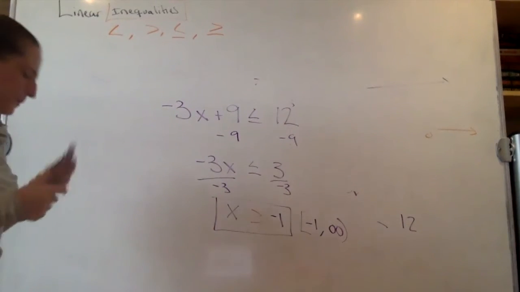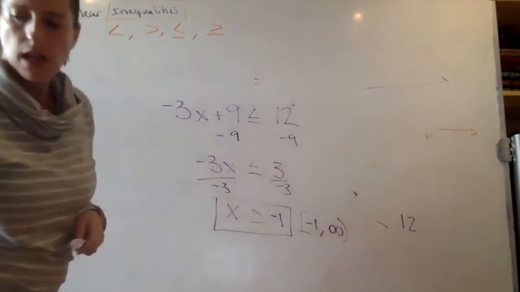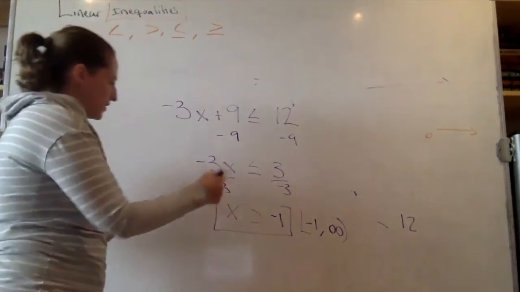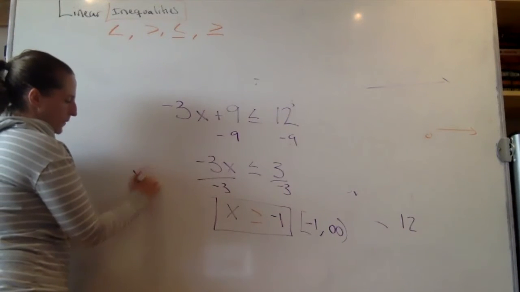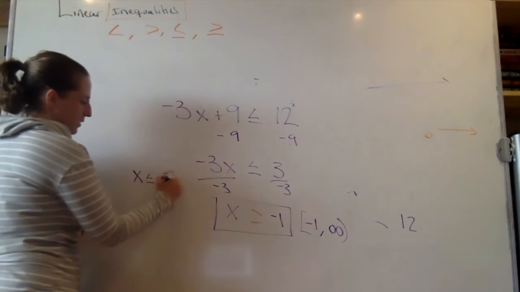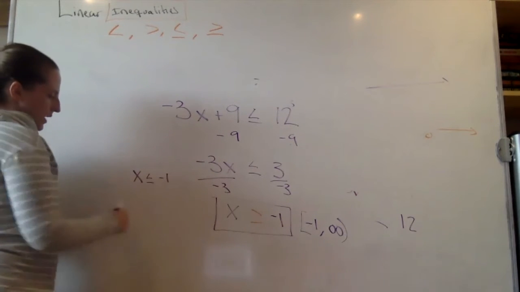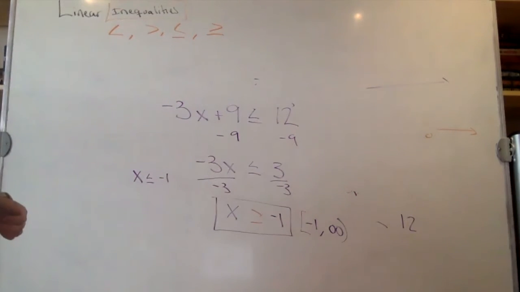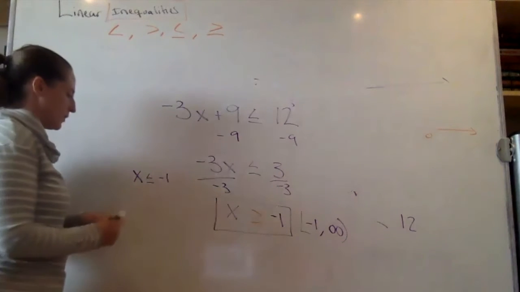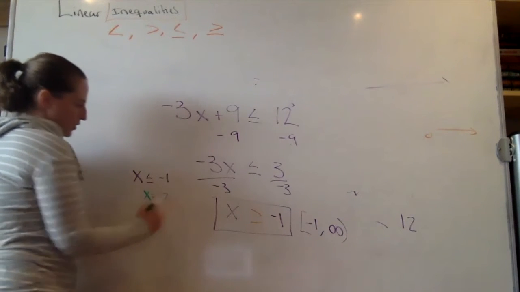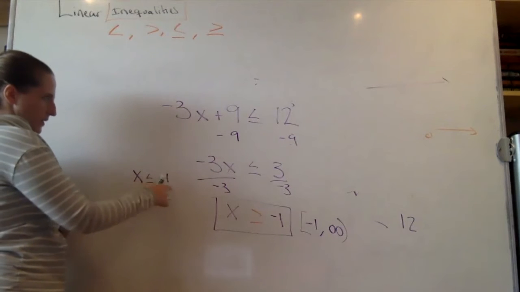Okay. Now, just to help drive home the point, let's say we forgot to switch the direction of the inequality. So we left this as x is less than or equal to -1. Well, what's a possible solution here? What number might satisfy x is less than or equal to -1? Well, x could be -2, right? -2 is less than or equal to -1.